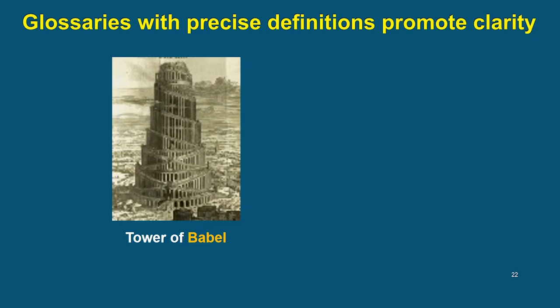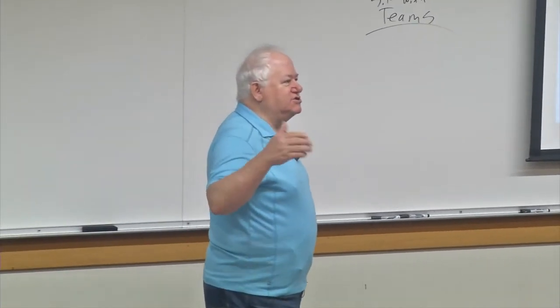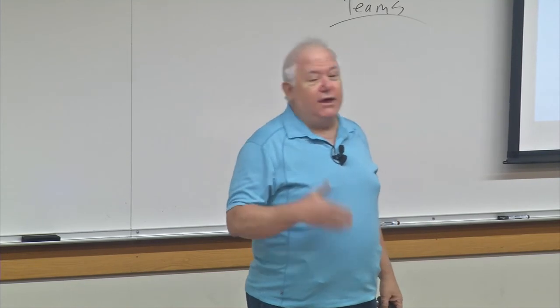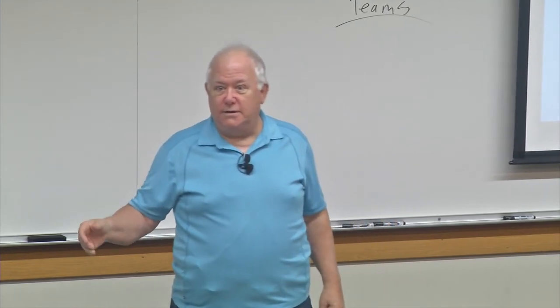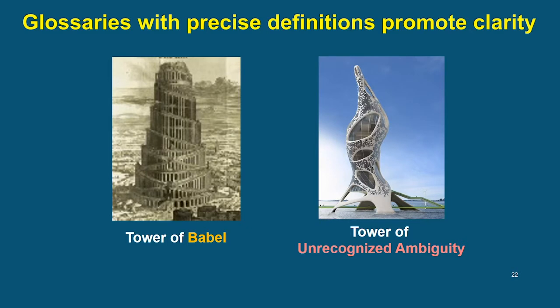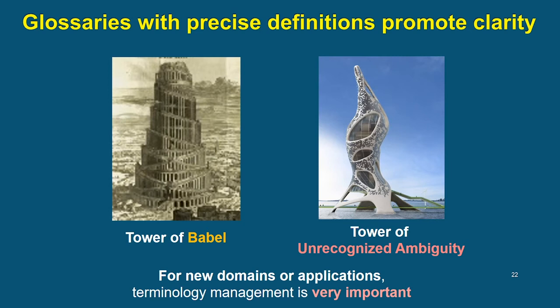Now we know the Tower of Babel is actually an example of something that's not too dangerous. Why? Because when the person next to me isn't talking a language I understand, I don't understand. But this guy is much more dangerous. This is the famous Tower of Unrecognized Ambiguity. So now the person next to me says something, and I go, I got it. No, you don't, but you think you do. So for new domains or applications, terminology management is very important.